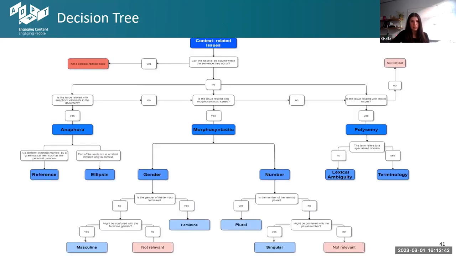So I have our decision tree here. I hope you can see some of it. The first question we would ask is, if the sentence contains an issue, for example, if the sentence was "what is it?", I know that there is an issue there, "it". Can this issue be solved within the sentence? If yes, if there was a solution within the sentence, we didn't annotate it. But if not, then we would try to see if there was an anaphora kind of error, or a morphosyntactic one like gender and number, or a polysemy like lexical ambiguity or terminology. And then we would annotate up to the end.